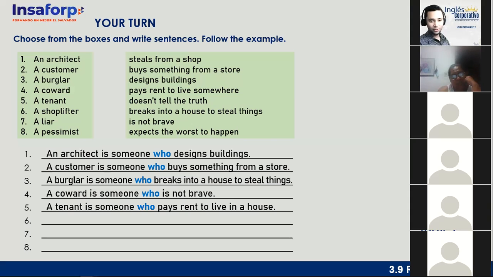Le puse yo, pero bueno, es lo mismo. To live somewhere. Okay, sorry. Pero esa es la idea. Bueno, corrijámoslo para evitar cualquier confusión. Creo que queda mejor si corrijo la definición. Okay, yeah, a tenant is someone who pays rent to live in a house. Okay, good. Thank you, Maritza.